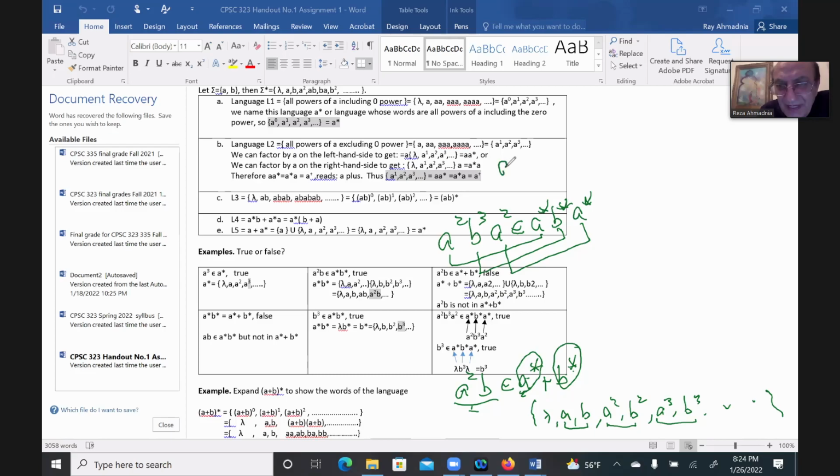How about this? Is A squared a member of A star, B star, and then A star? Is this true? Yes, A squared, I can get it from here. It is true. Do we need anything from this one here? No, lambda. Do we need anything from this one here? No, lambda.